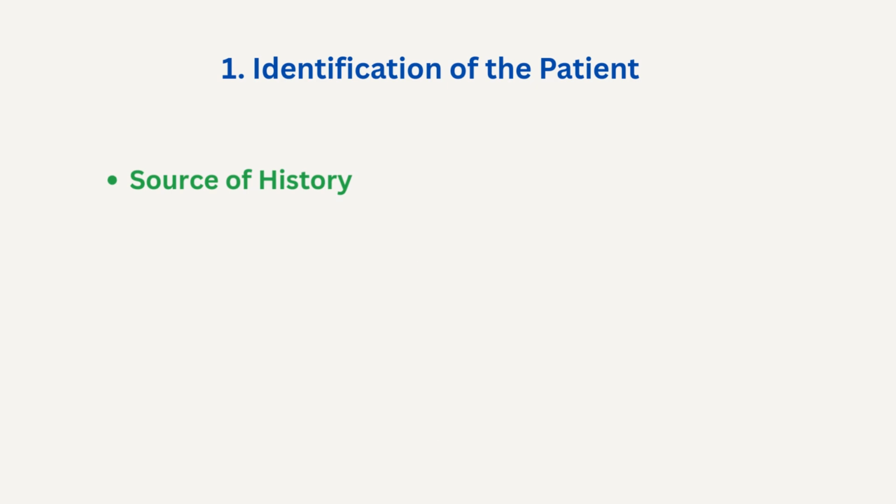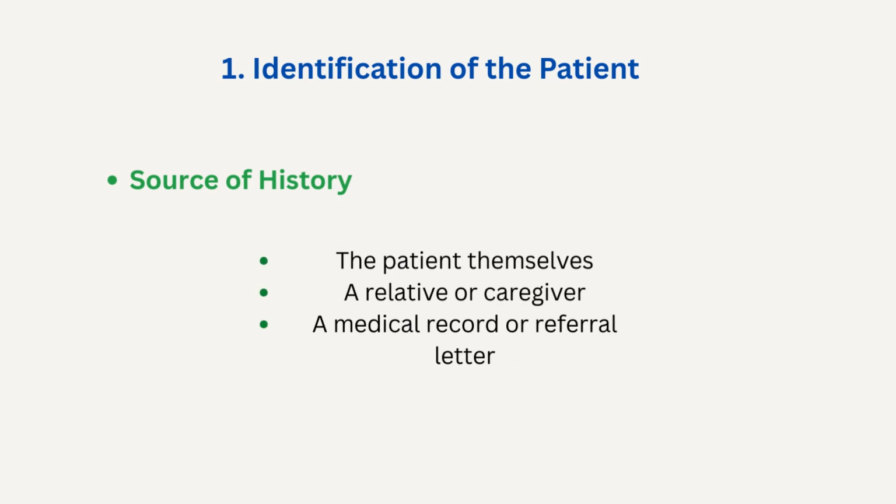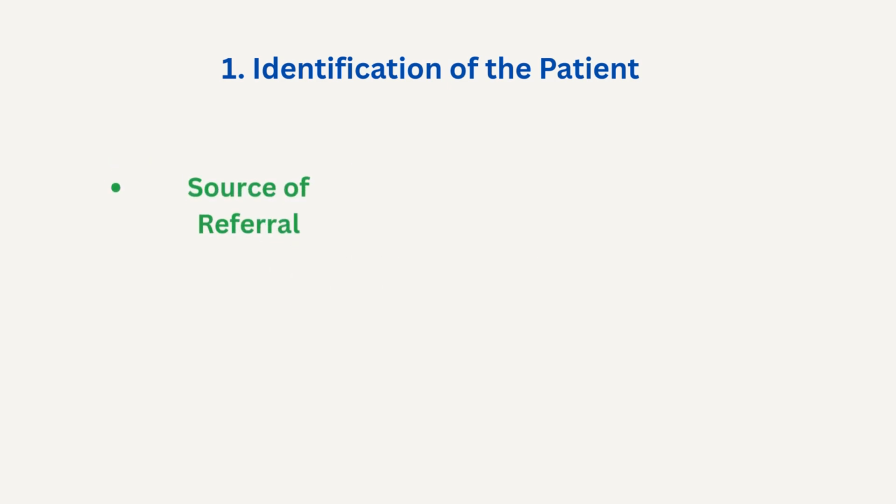The patient themselves, a relative or caregiver, a medical record or referral letter. Mentioning this is important because it tells us how reliable the history might be. The final identification part is source of referral.